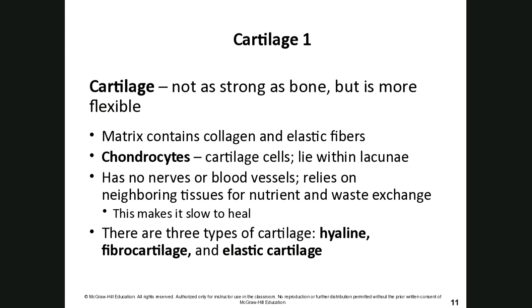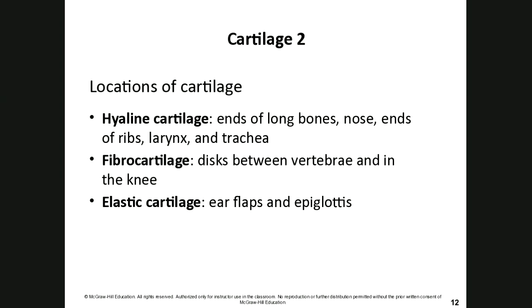So there are 3 different types of cartilage. Hyaline we talked about. There's fibrocartilage, which we just talked about, because that's the type of cartilage in your knee that makes up the meniscus and also in your intervertebral disc. And you have elastic cartilage as well. You'd find hyaline cartilage at the ends of long bones, your nose, the ends of ribs, and your larynx and trachea; fibrocartilage in your knee and the disc in between your vertebrae; and elastic cartilage in your ear flaps and your epiglottis.